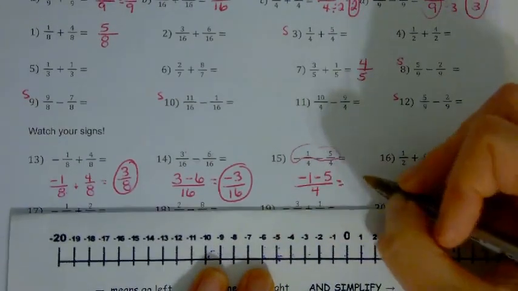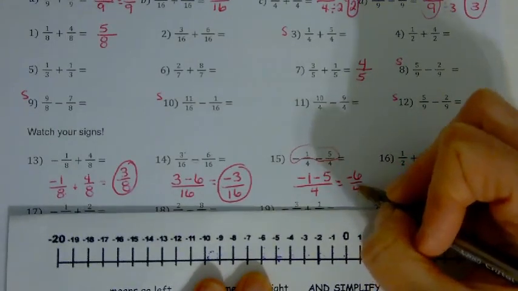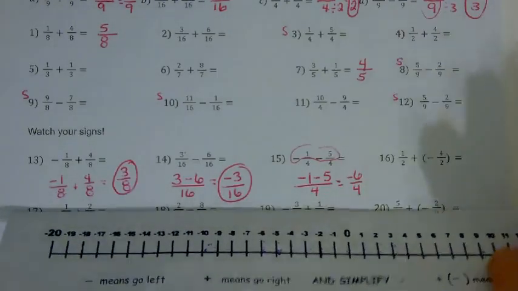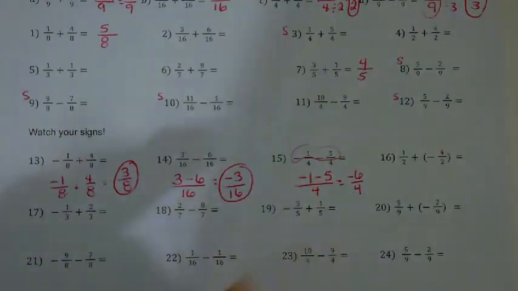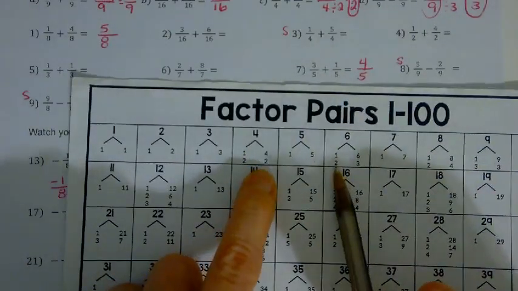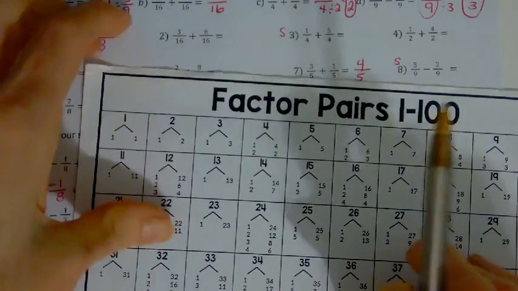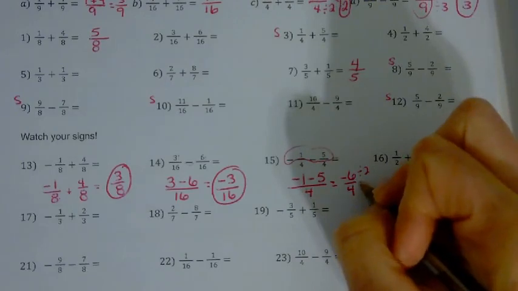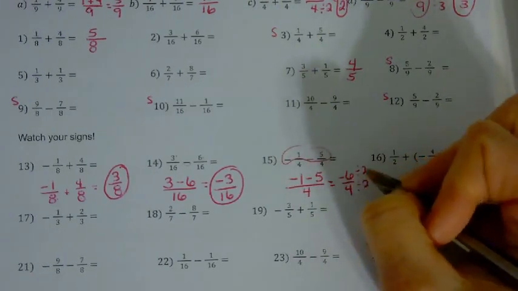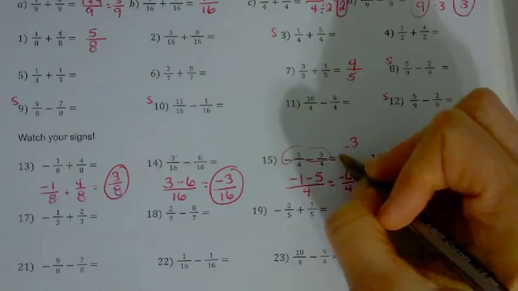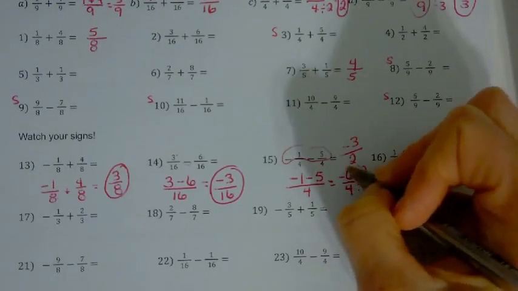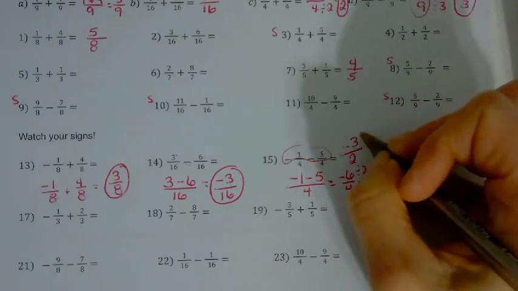That's -6 over 4. Now this one needs to be simplified because 6 and 4 are both even numbers, which means they're both divisible by 2. If we look at 6 and 4, they both have a factor of 2. So we're going to need to divide top and bottom by 2. And we have -6 divided by 2 is -3, and 4 divided by 2 is 2. So this isn't wrong, it's just not simplified, and you won't get full credit. You need to divide by 2.